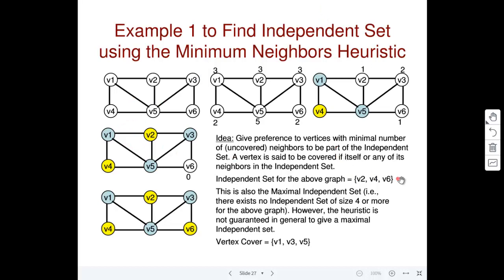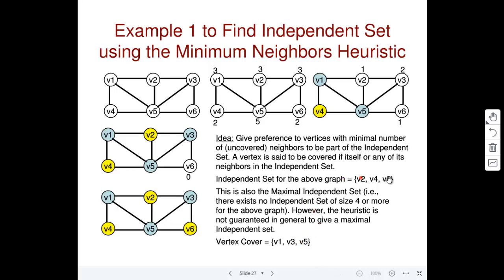But again, as I said, it's not guaranteed for any graph. Okay, so that's why it is not deterministic. So the heuristic is not a deterministic algorithm. That's how you can differentiate between heuristic and an algorithm. And it's not guaranteed to give you the optimal solution all the time for a particular problem.